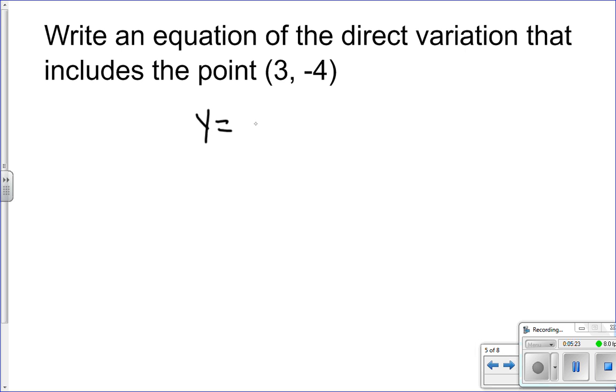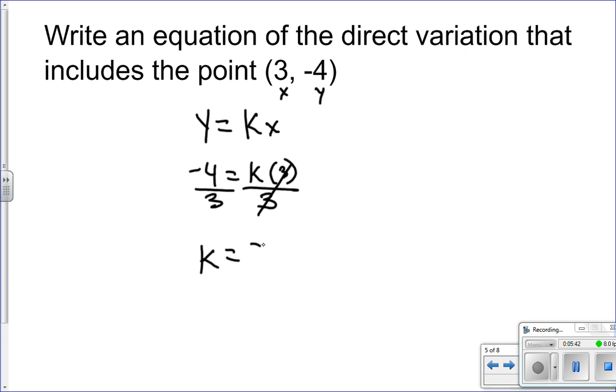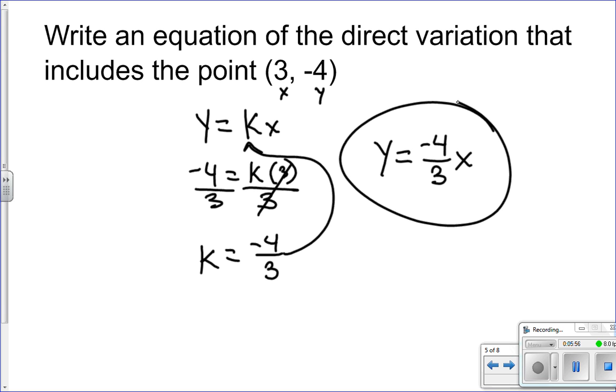We get y equals kx. So this is my y, -4, and 3 is my x. So it's -4 equals k times 3. I'm going to divide both sides by 3, and I get k equals -4/3. Therefore, I plug it back in for my k, and I get y equals -4/3 x.